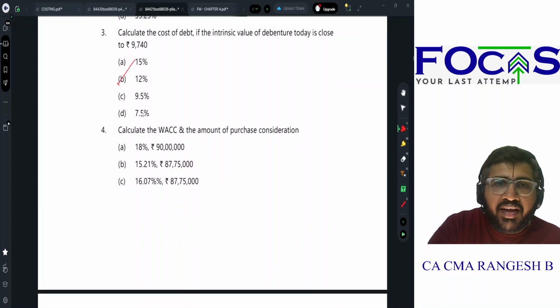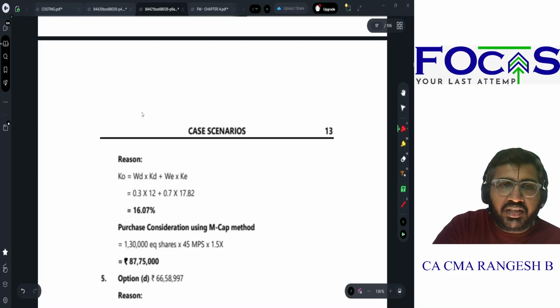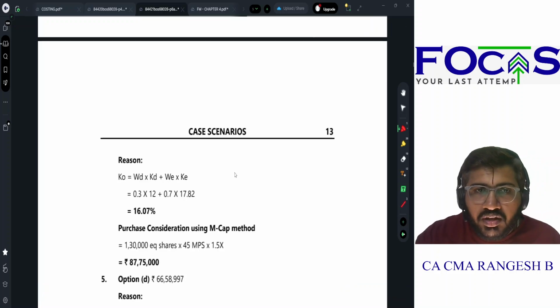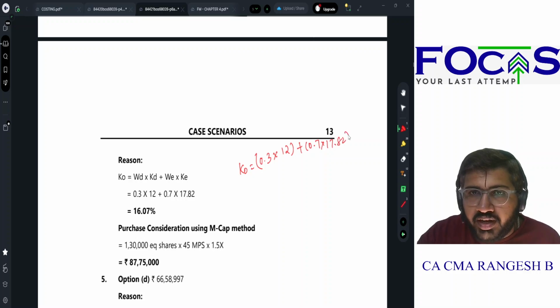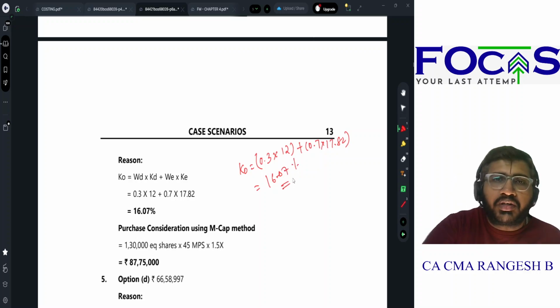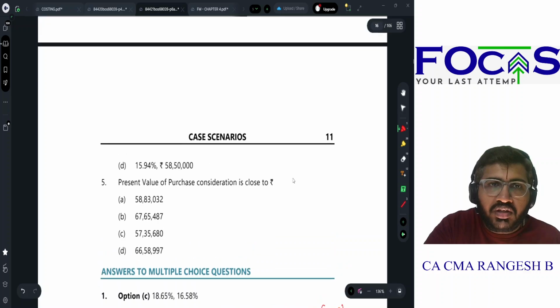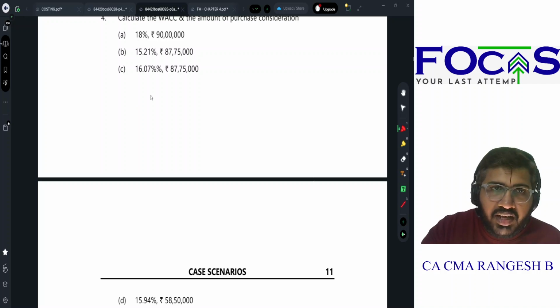Calculate WACC and amount of purchase consideration. Yes. Purchase consideration is very simple. WACC very simple now. WACC எவ்வளோ? Debt is 30%. 30 is to 70 ratio கொடுத்துட்டாங்க. 30 into 12% debt. 0.7 into 17.82. So my overall cost of capital is 16.07%. So what your answer? 16.07 ஓட ஒரு நம்பர் தான் இருக்கு. ஸோ அதுதான் ஆன்சரா இருக்கணும். பட் இந்த 87,75,000 ஈஸியாக கால்குலேட் பண்ணிடலாம்.